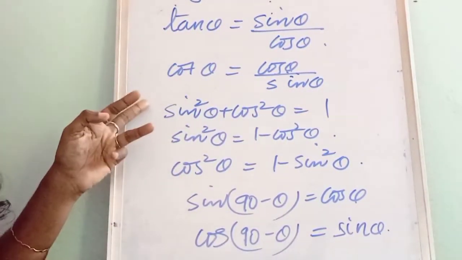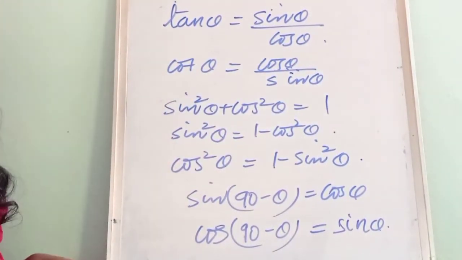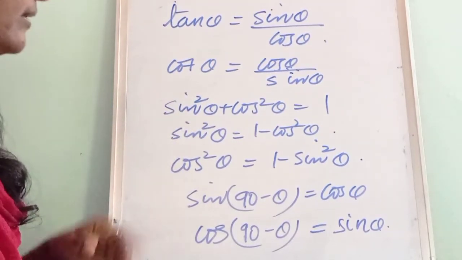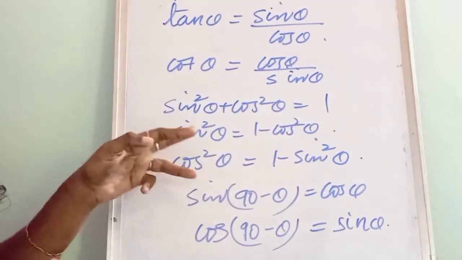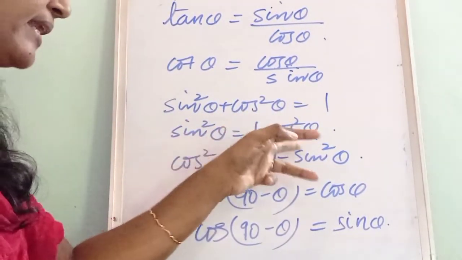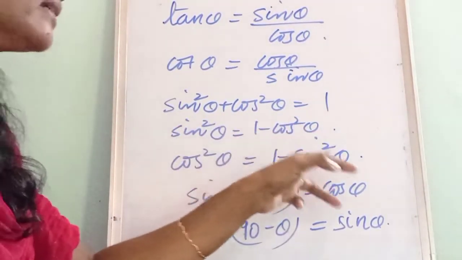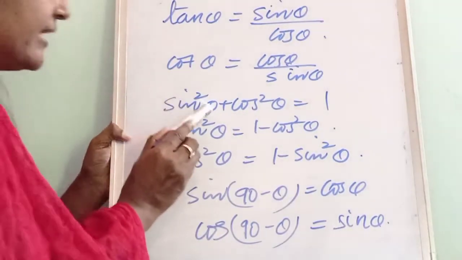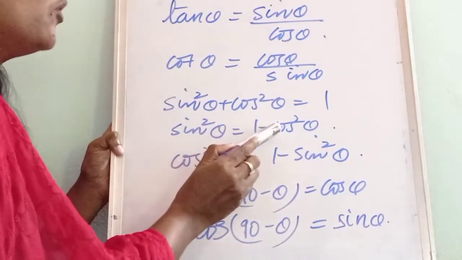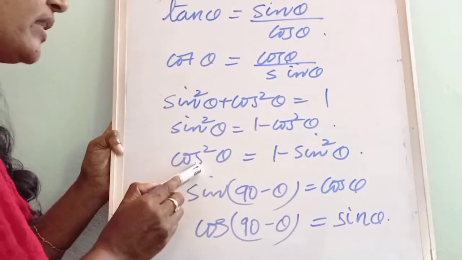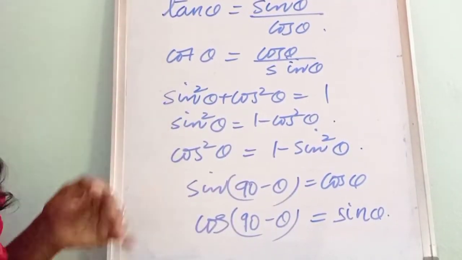Okay. And the next is sin square theta plus cos square theta equal to 1. I think you know this. From this we can write sin square theta is equal to 1 minus cos square theta. The next is cos square theta is equal to 1 minus sin square theta. Okay, have you got it?